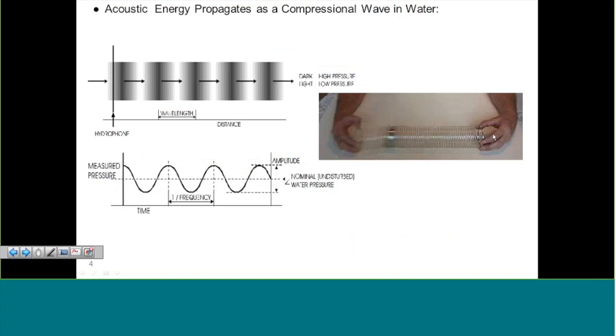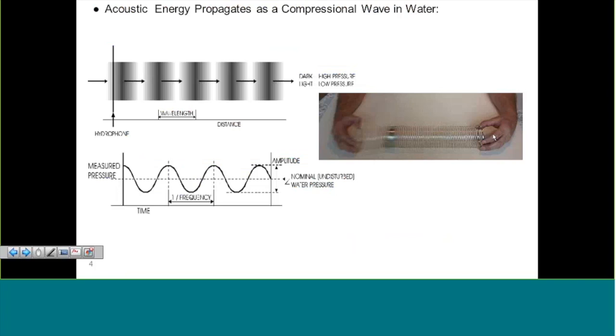The basics of underwater acoustics: most often when people think about energy and waves, they think about the kind of waves that you see on the ocean. Surface waves, particle motion waves that you can see visibly. That's not what acoustics is in the ocean.